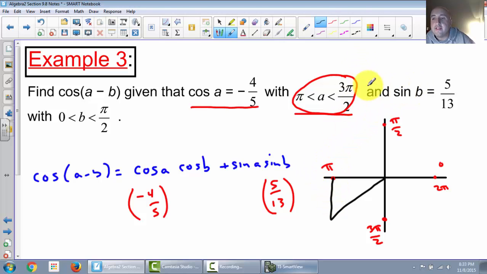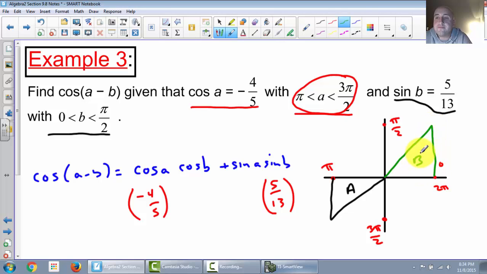Okay? And now let's figure out where, and this is going to be our A triangle because it's cosine of A. Now this one, the sine of B, is located between 0 and pi over 2. So where is 0 and pi over 2? Well, here's 0, here's pi over 2, so it's going to be in the first quadrant. And that's going to be our B triangle. Okay? So let's label everything that we know.